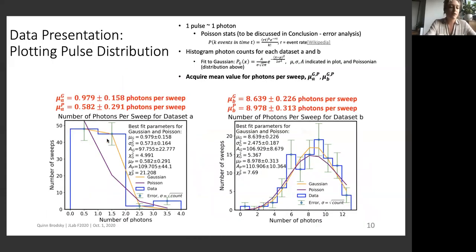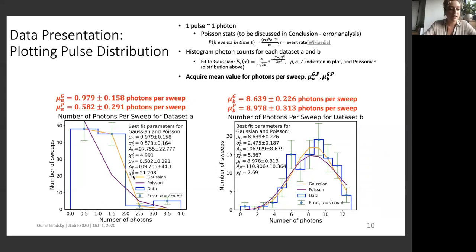So once we found the number of peaks, which I have said corresponds to the number of photons for each sweep, I histogrammed the information to find the distribution of the photon counts across the data. And then I fit these to both a Gaussian and a Poissonian distribution. This was basically done so I could acquire the average number of photons per sweep, which is given by the mean of the fits here.